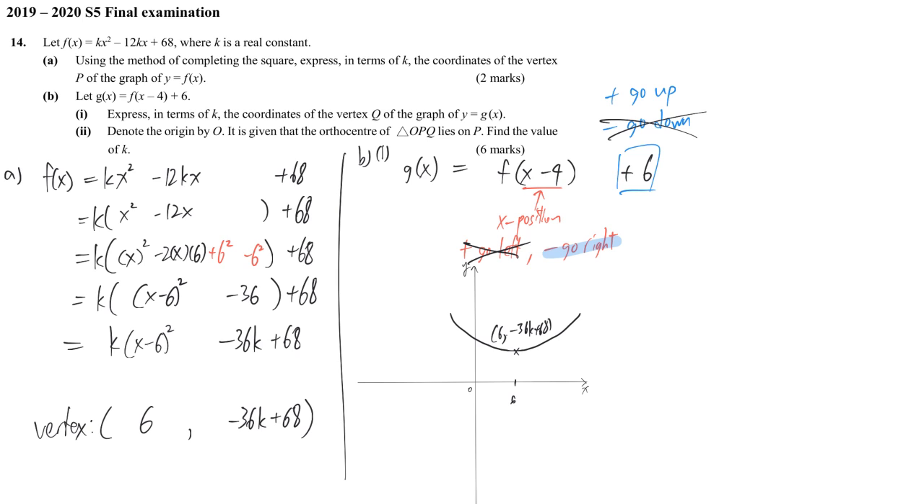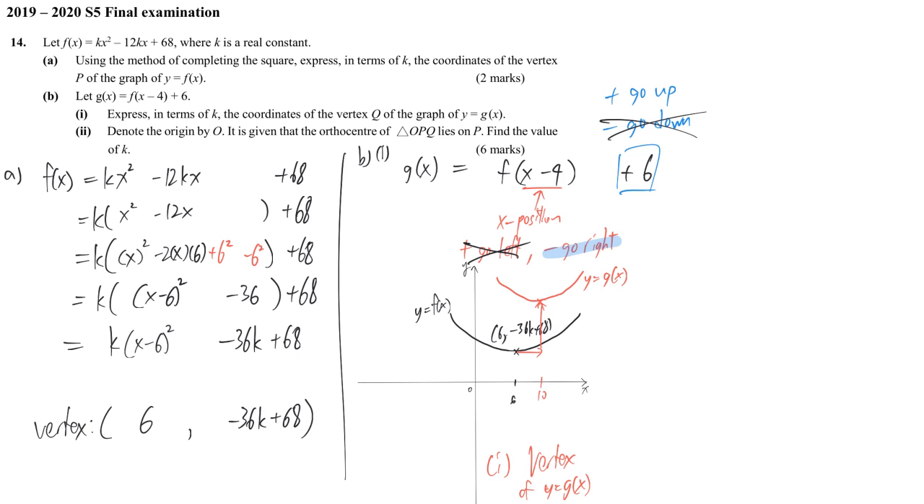And then after that, we know that from fx to gx, we have to go right 4 steps, and then we go up by 6 steps. So if I draw it, go right by 4 steps until 10, and then go up by 6 steps. So the new vertex may be here. Then the whole function should be like this. This is y equal to gx.